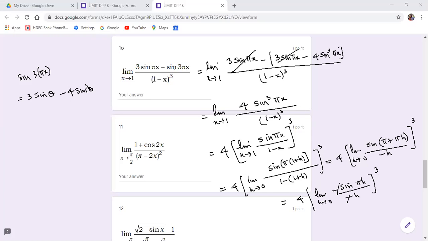Minus got cancelled. Now your answer became 4 into limit h tending to 0, sine pi h upon pi h into pi the whole cube. This became 1. So 4 pi cube. Even I missed that minus h. I got it correct.